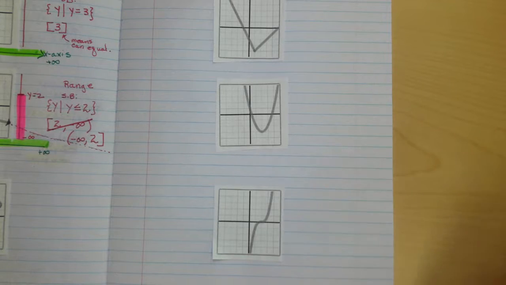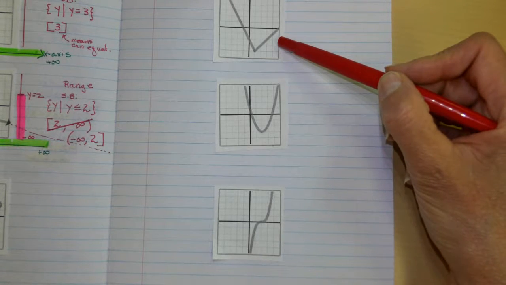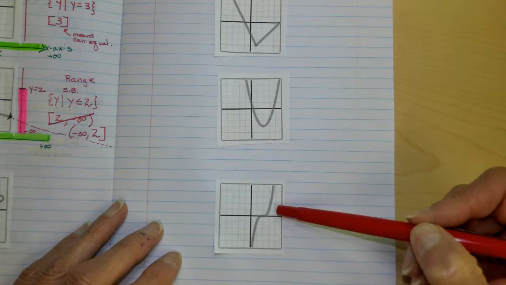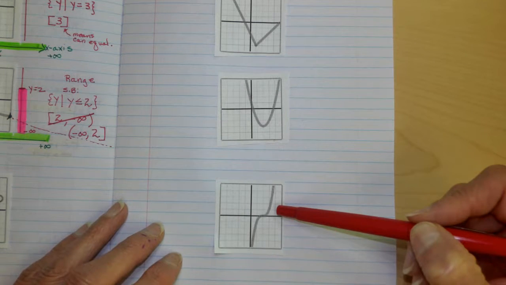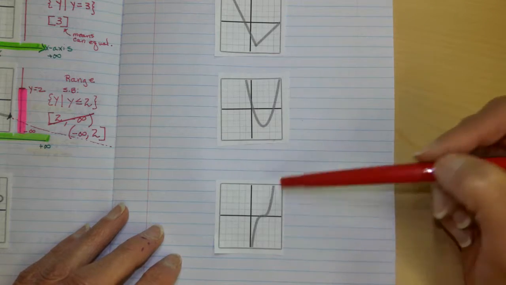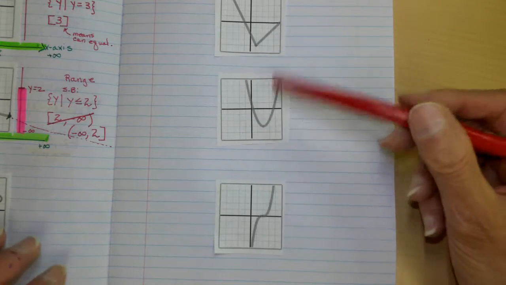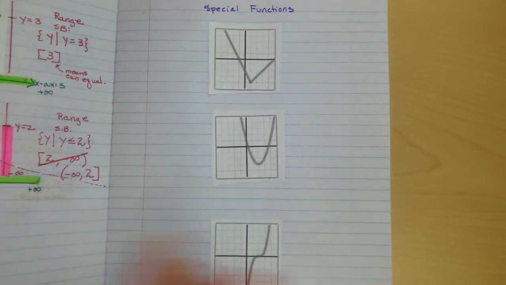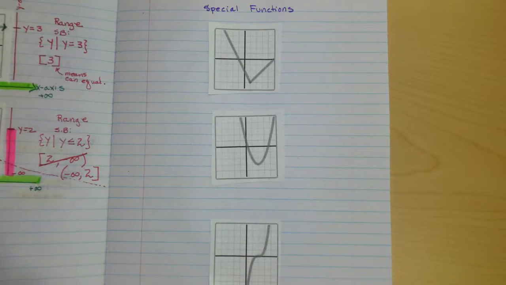One is an absolute value that kind of looks like this. One is a quadratic that looks like this, and one is a cubic that looks like this. So this is just basically looking at functions that do things at different ends. We're still going to look at domain and range.